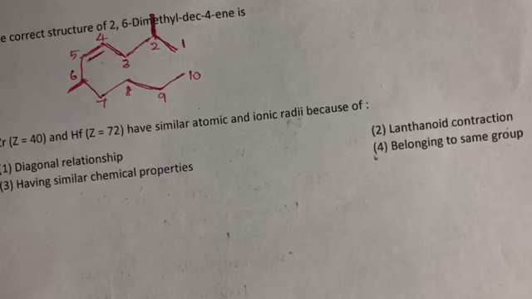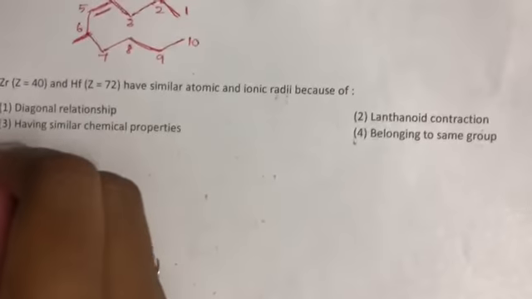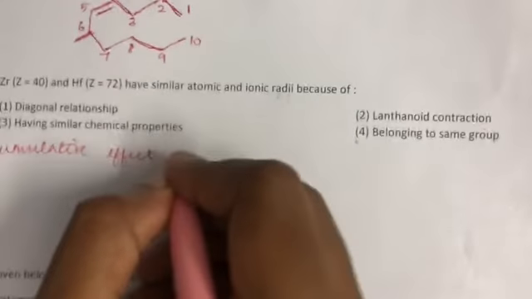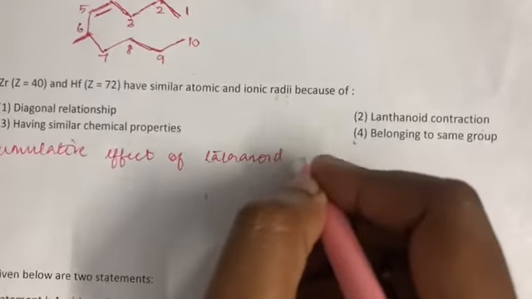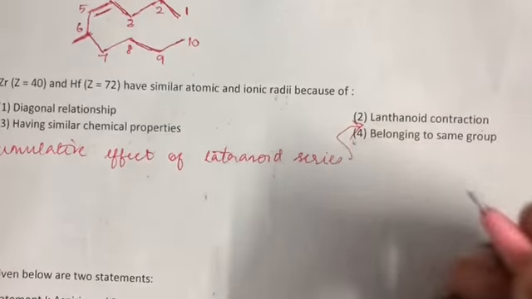Next is, zirconium and hafnium have similar atomic and ionic radii because of which of the following? Either due to diagonal relationship, or having similar chemical properties, or lanthanoid contraction, or belonging to the same group. Basically, it is the cumulative effect of the lanthanoid series. It's called lanthanoid contraction.